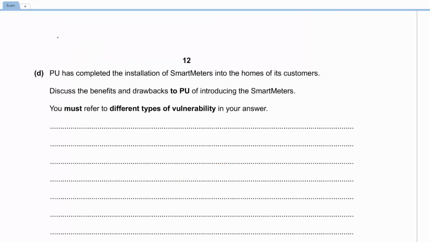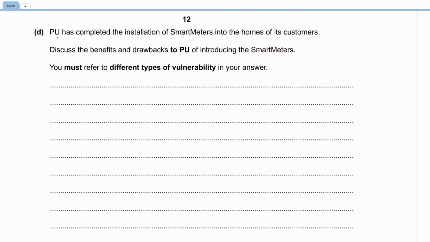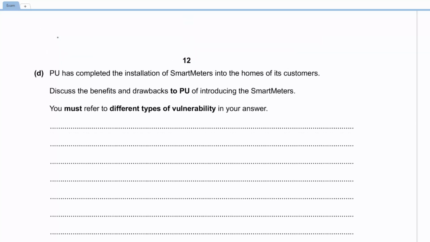We've got another long question for part D. This one is 8 marks this time, not quite as bad as the 10 marker from earlier. So PU has completed the installation of smart meters into the homes of its customers. Discuss the benefits and drawbacks to PU, in particular to this business, of introducing the smart meters. You must refer to different types of vulnerability in your answer.